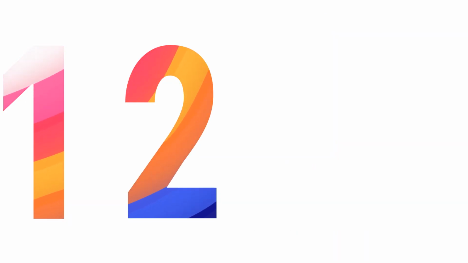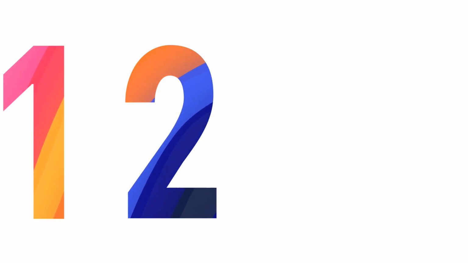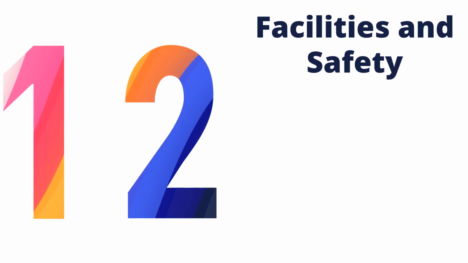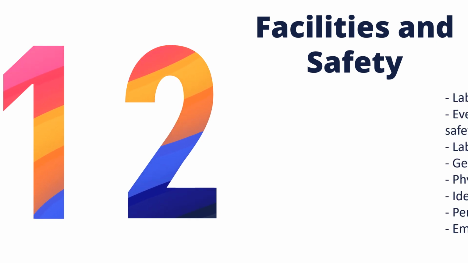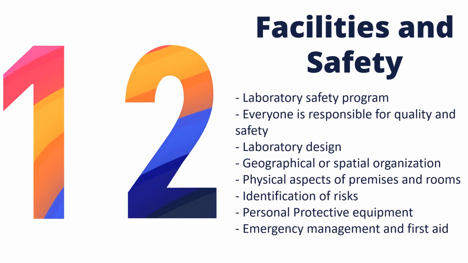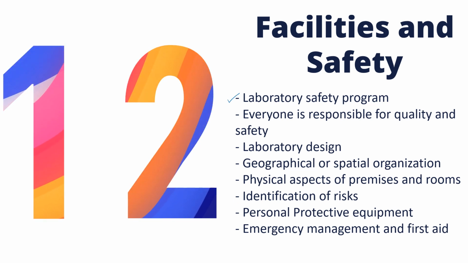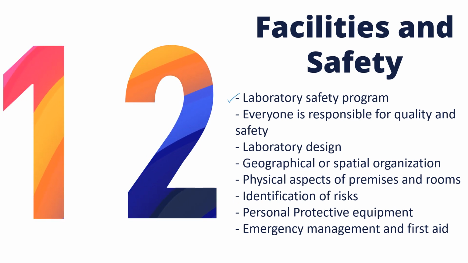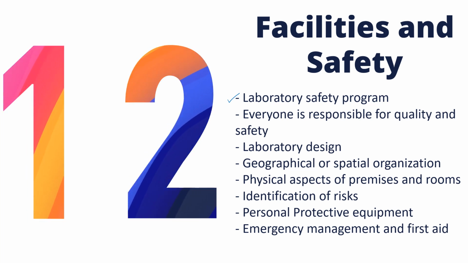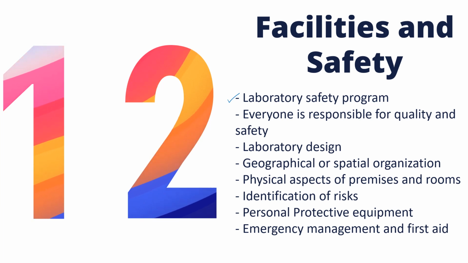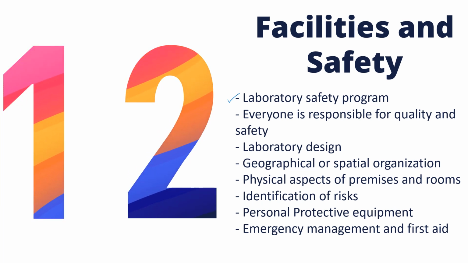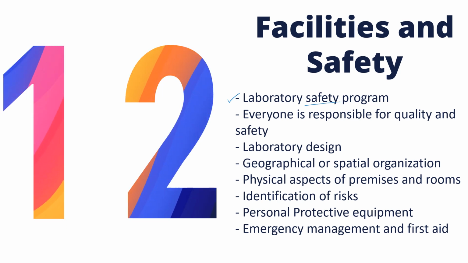And last is the 12th quality essential, which is facilities and safety. And under facilities and safety, there are a lot of different elements. So let's just go through them briefly one by one. So, laboratory safety program. This is important in order to protect the lives of the employees and the patients, and of course to protect laboratory equipment and facilities, and to protect the environment. Everyone is responsible for their safety.